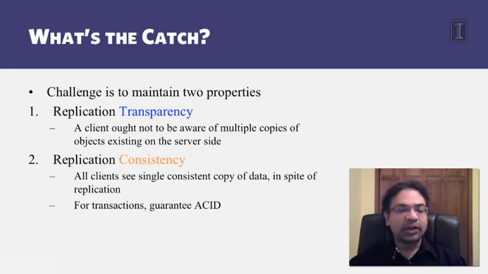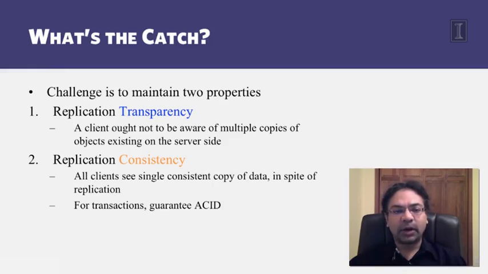Replication transparency essentially says that a client, any client, should not be able to see that there are multiple copies or multiple replicas of a given object. So as far as the client is concerned, the replication should be invisible or transparent. That is, the client should be able to execute operations just like there is just one copy of each object on the server side.